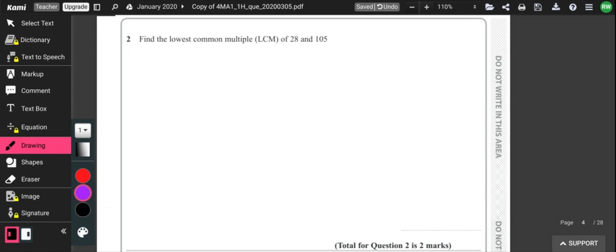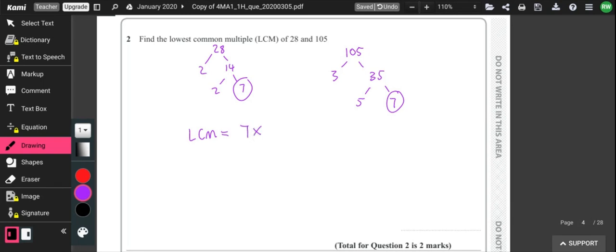Lowest common multiple of 28 and 105. So 28 would be 2 and 14, 2 and 7. And for 105, we have 3 and 35, 5 and 7. So the HCF would be 7, and the LCM would be the HCF multiplied by whatever's left over. So we've got a 2, a 2, a 3, and a 5, like that. So when we multiply those together, we have 28 times 15, and that will be equal to 140 plus 280, which is 420.